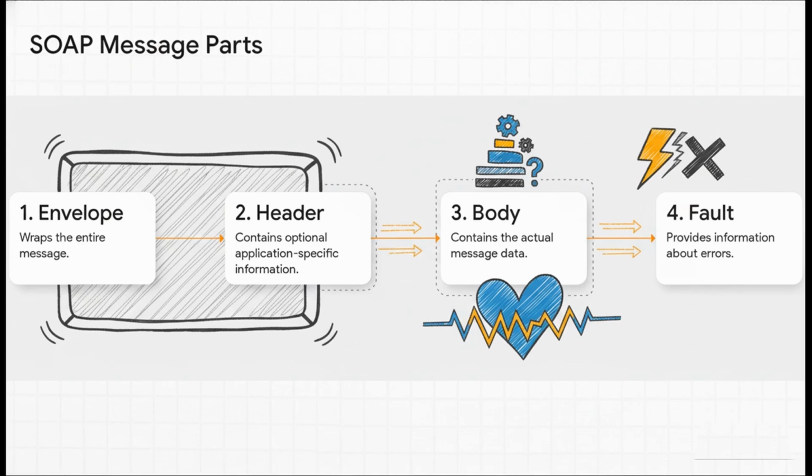Now, when we say strict structure, this is what we're talking about. Every single SOAP message is constructed the same way. It's always wrapped in what's called an envelope. Inside that envelope, you might have a header for extra info. You'll definitely have a body with the actual request. And if anything goes wrong, a fault section pops up to tell you about the error.